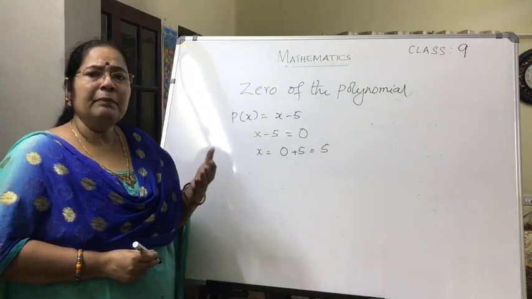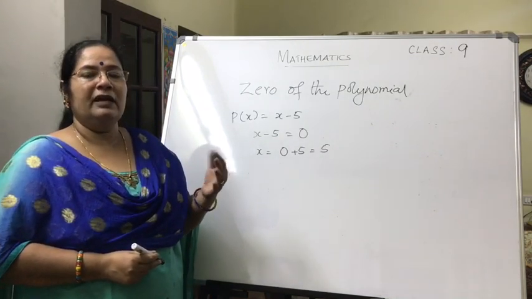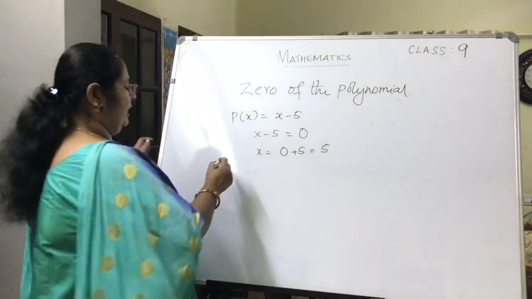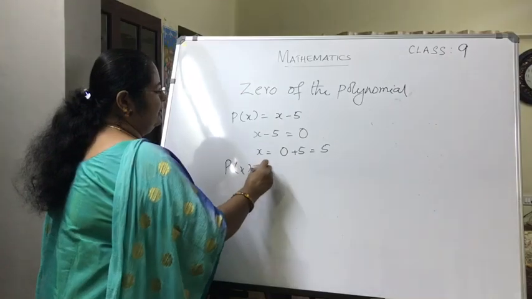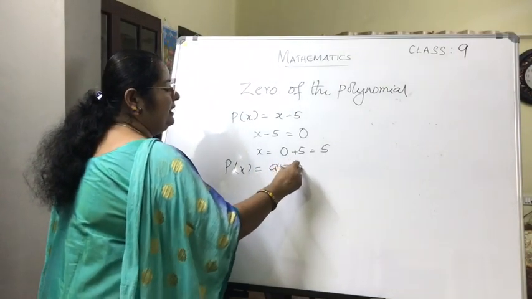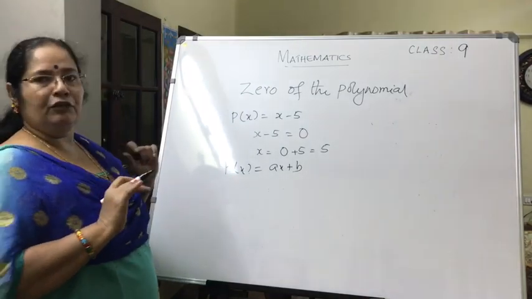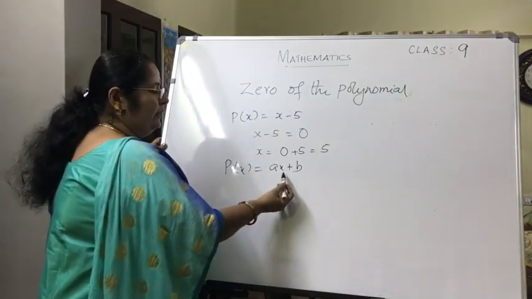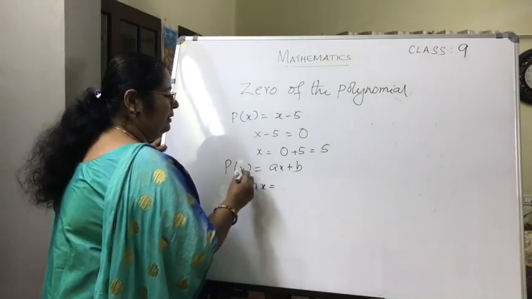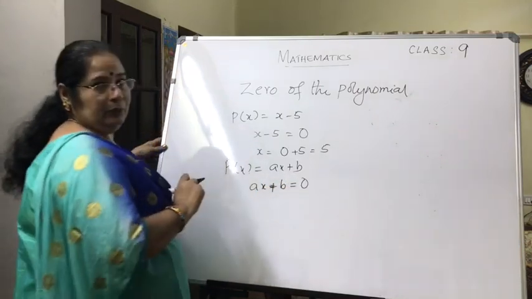So, given any polynomial, how to find the 0 of that particular polynomial? Equate the given polynomial to 0. Suppose you are having, say, p of x equals ax plus b. Generally, I am giving ax plus b. How will you find the 0 of this? What you will do? You will equate this polynomial to 0. So, ax plus b is equal to 0.